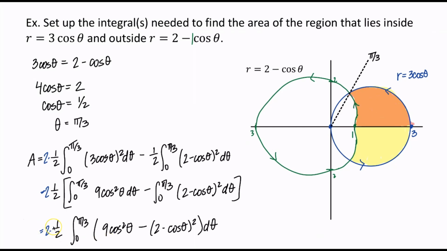So basically 2 times 1/2 cancels. So I would say that my area is finally just the integral from 0 to pi over 3 of 9 cosine squared theta minus the quantity 2 minus cosine theta squared, all d theta. So don't forget to make sure the right amount of parentheses are involved. We include the differential d theta, the correct limits of integration. So even though it's a setup problem, there are a lot of places to potentially make a small mistake.